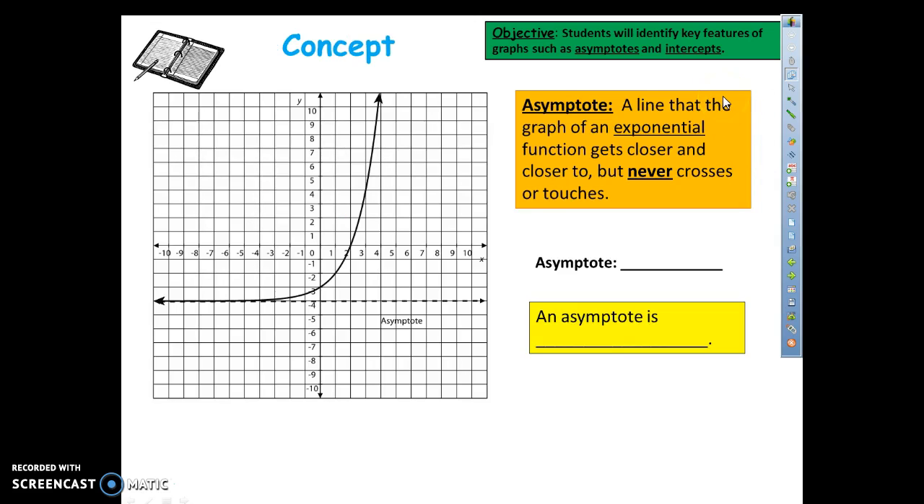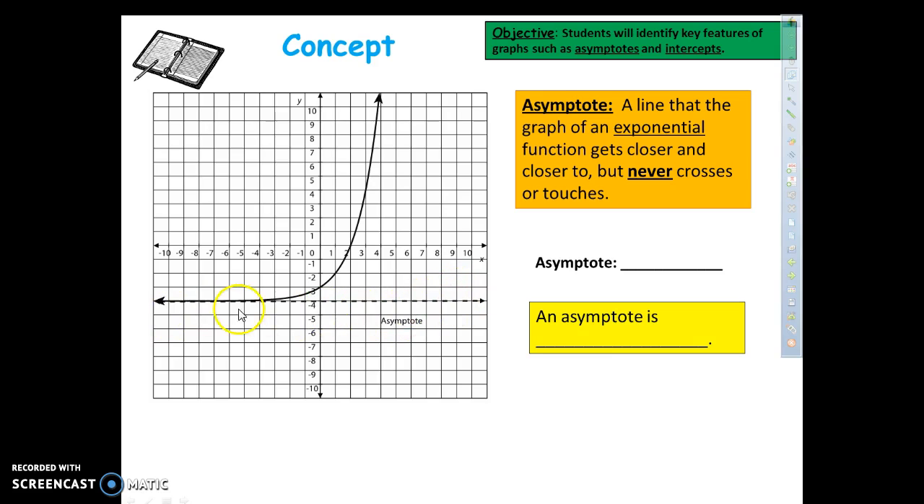So our objective today is identifying key features, and that's going to include domain and range, but specifically asymptotes and intercepts. So asymptotes, I know it sounds funny, an asymptote is a line that the graph of an exponential function gets closer and closer to, but it never crosses or touches. And here in this example, you can see a picture of an asymptote. And we generally show them with dashed lines.